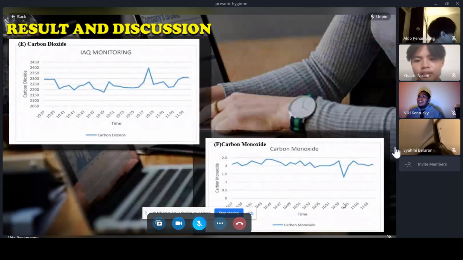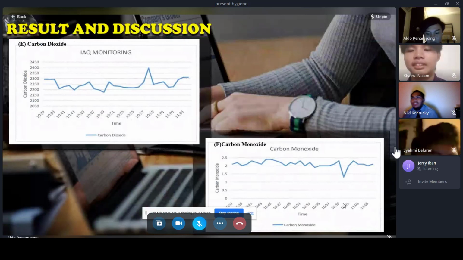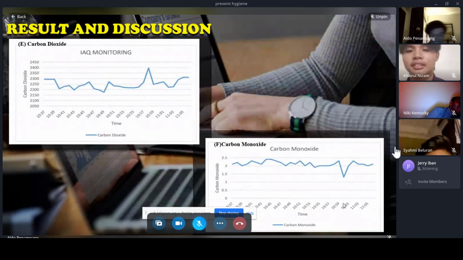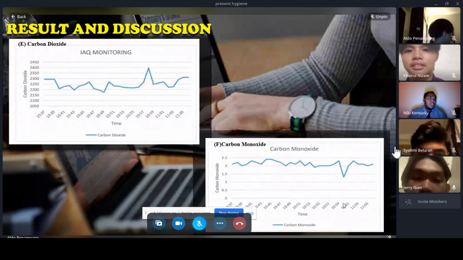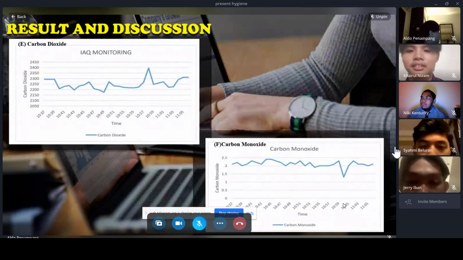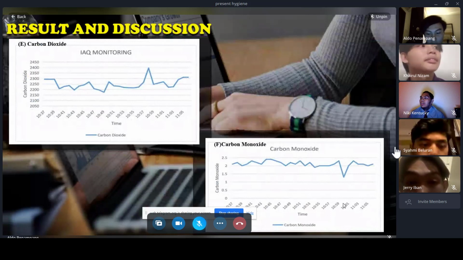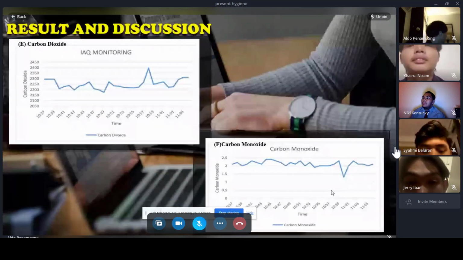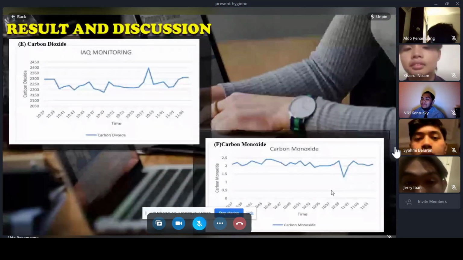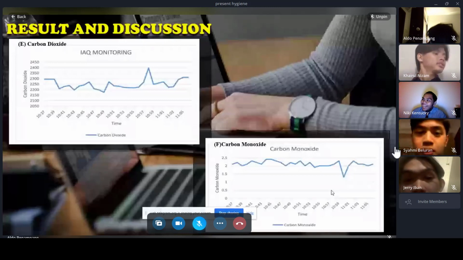The second graph is carbon dioxide. As we can see, the concentration of carbon dioxide increased, starting from 2175 ppm to 2395 ppm over 1 hour and 25 minutes. This increase in the rate also exceeded the limit that has been set, which is not to exceed 1000 ppm. The effect on health is not serious, but it can make employees lose focus.